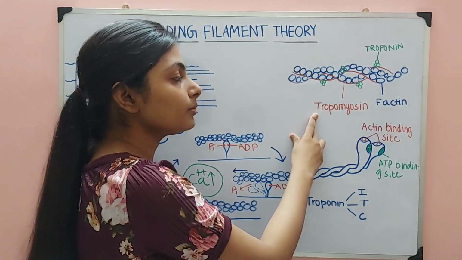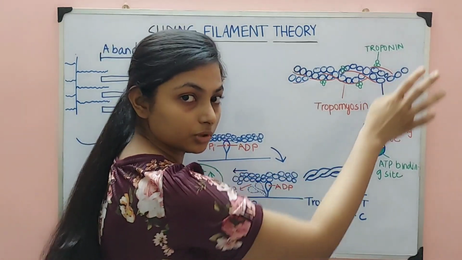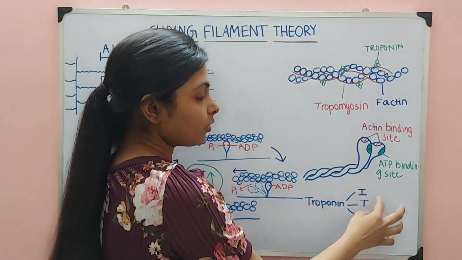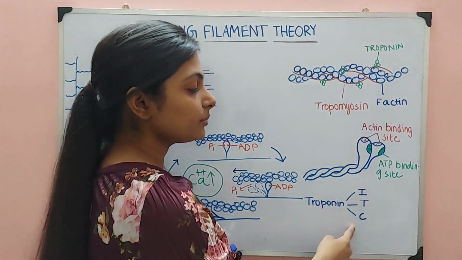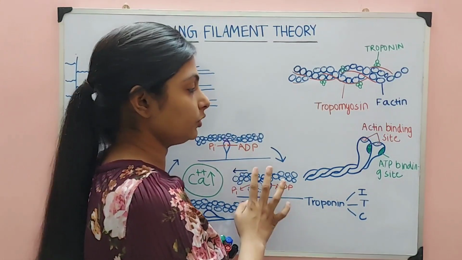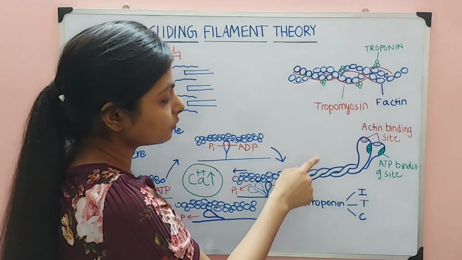So this is called tropomyosin. Then we have troponin. Troponin is a complex protein. There are 3 subunits. Those 3 subunits are called I, T and C. Each subunit has a different function, which I will be explaining to you in the later part of this video. So I hope this diagram is clear. Now we'll move to this.